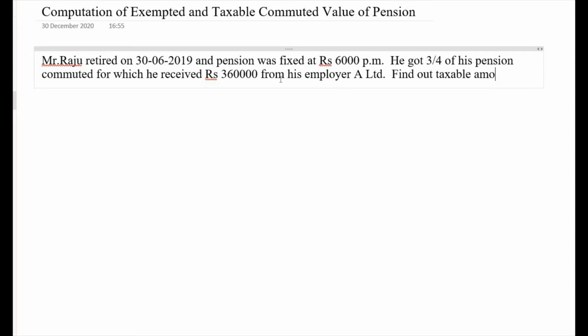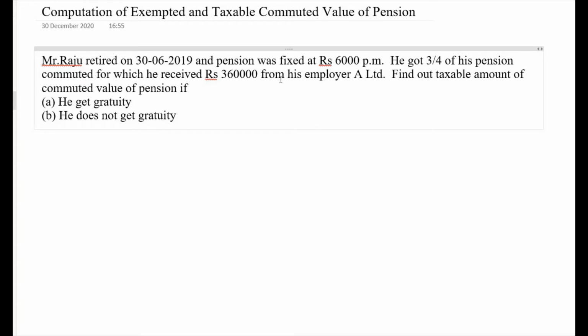Find out the taxable amount of commuted value of pension if A, he gets gratuity, B, he does not receive or does not get gratuity.